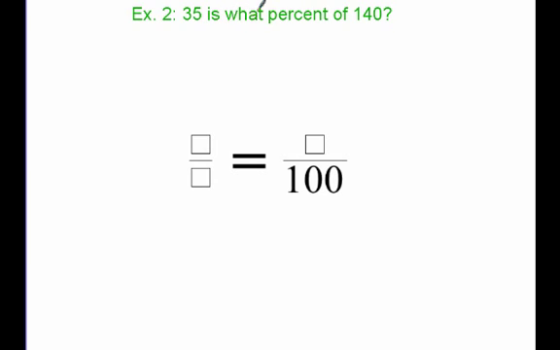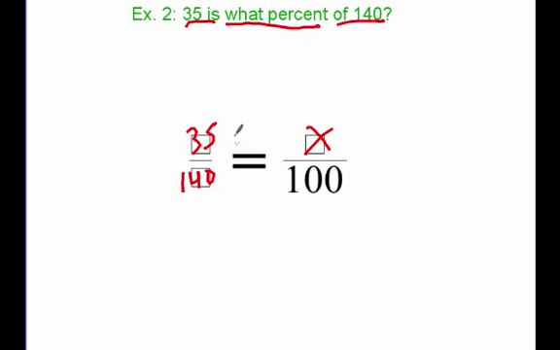It says 35 is what percent of 140? Well, here's our first clue. What percent? This isn't 35%. This isn't 140. None of those numbers can go in for my percentage. So that's where x is going to go. X is my percent on this one. So 35 goes with is, that puts 35 up top. 140 goes with of, so that puts 140 on the bottom.